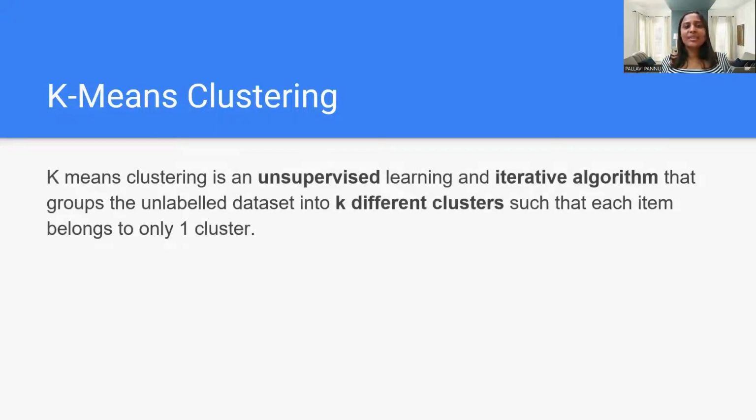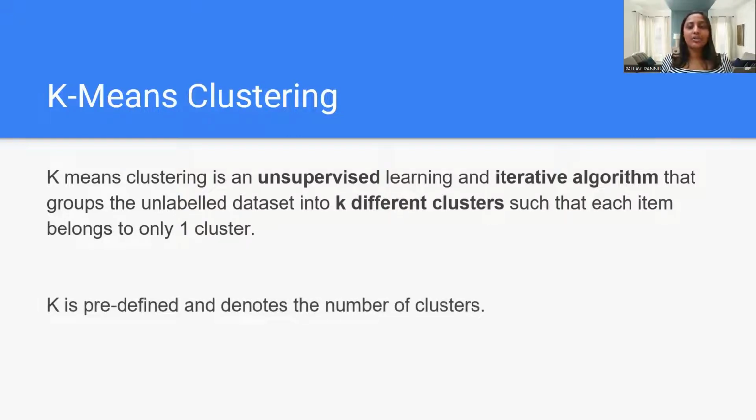K-means clustering is an unsupervised learning, and it is an iterative algorithm that groups the unlabeled data set into k different clusters. Say you want 3 different clusters. K-means will group the data set into 3 different clusters so that each item will belong to one cluster. Why am I focusing on each item belonging to only one cluster? This is the point to note here. Next is K. K is predefined and it denotes the number of clusters, so you have to set its value.